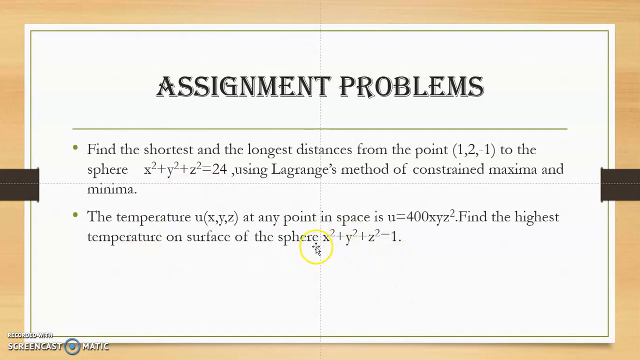After framing the auxiliary function, differentiate with respect to x, y and z. Then equate to 0, that is fx equal to 0, fy equal to 0, fz equal to 0. You get the stationary points. Substitute that stationary point in the temperature, and you get the highest temperature on the surface.